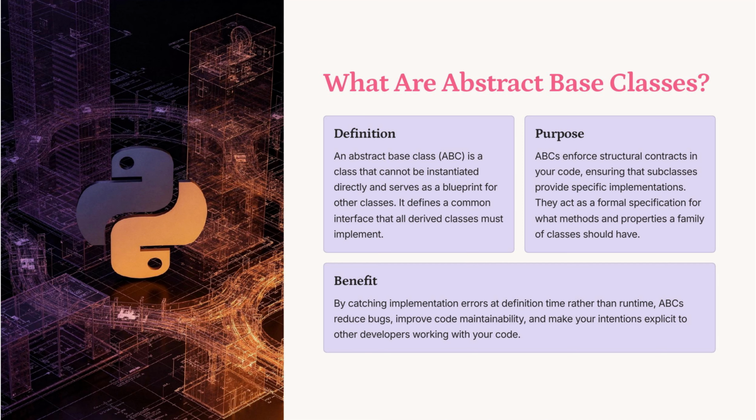Abstract base classes, ABCs, are non-instantiable classes that serve as blueprints for other classes, defining a common interface. They enforce structural contracts, ensuring subclasses implement specific methods. This approach reduces bugs by catching errors at definition time, enhancing code maintainability and clarity for developers.